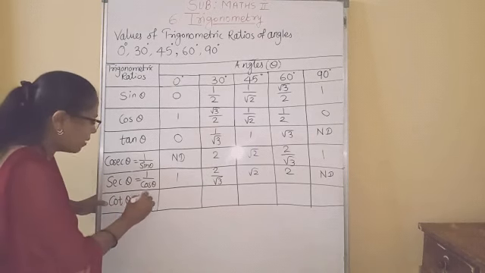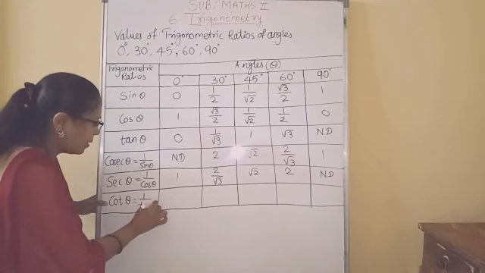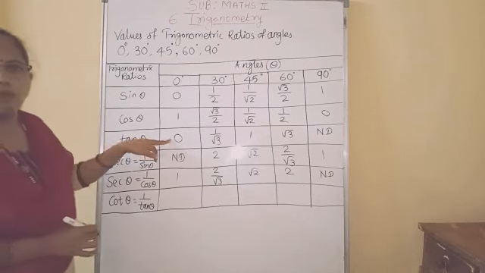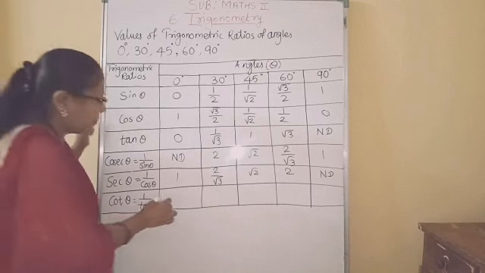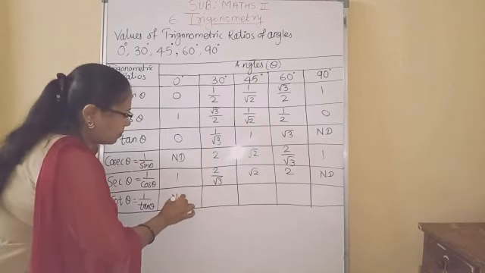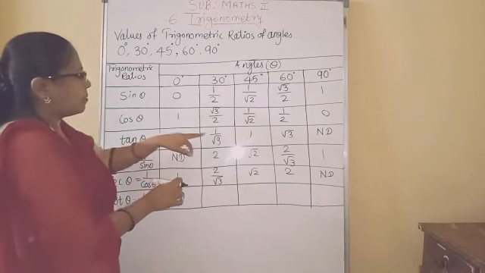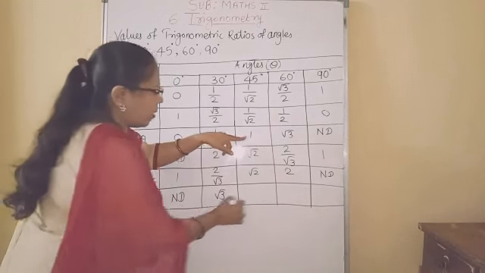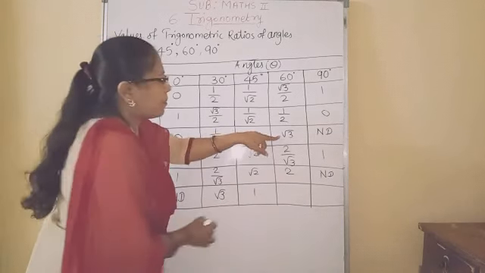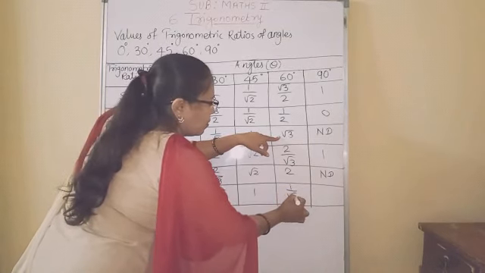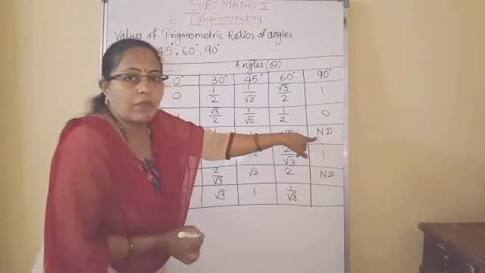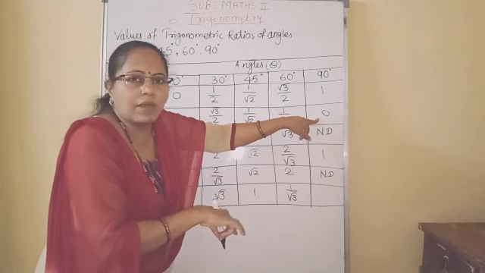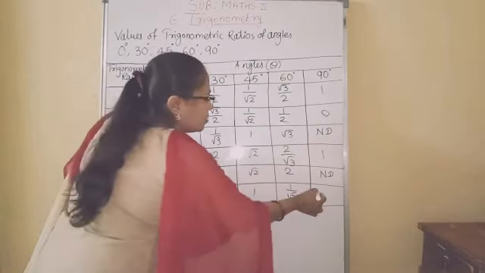Then cot theta. Cot theta is equal to 1 upon tan theta. That means cot theta is the reciprocal of tan theta. Reciprocal of 0, 1 upon 0, that is not defined. Then reciprocal of 1 upon root 3 is root 3. Reciprocal of 1 is 1. Reciprocal of root 3 is 1 upon root 3. And not defined, how we got not defined? 1 upon 0, so its reciprocal is 0 upon 1. So 0 divided by any number is 0.